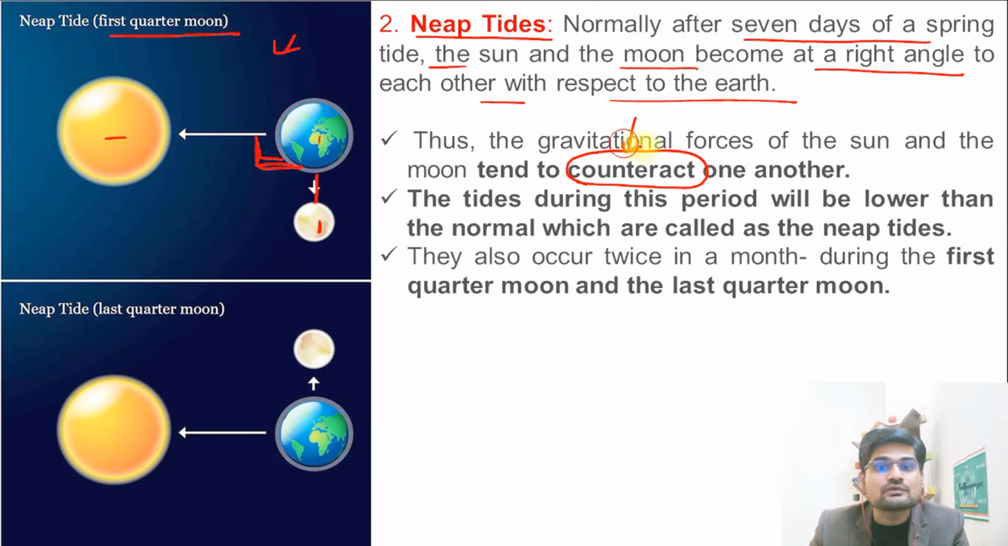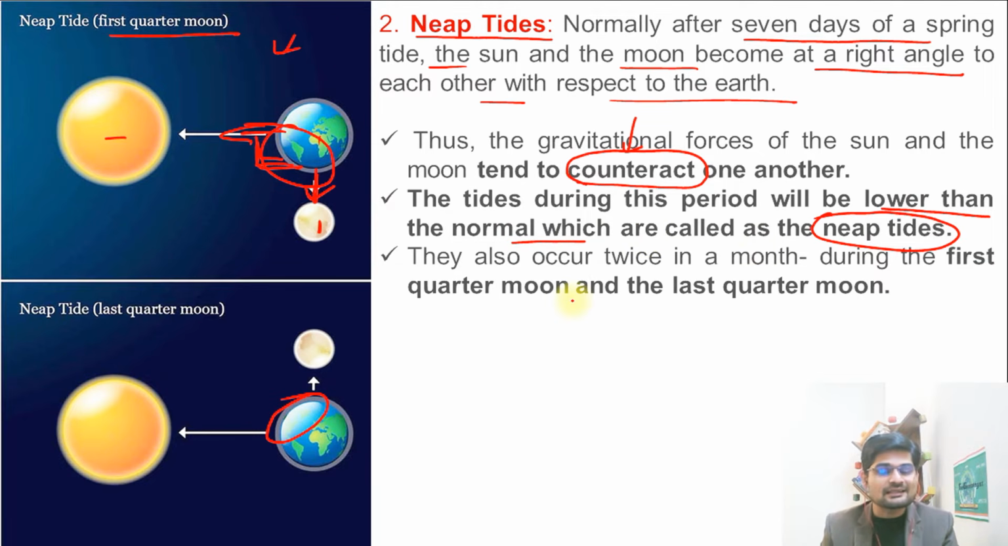This word is the keyword, counteracting. So it is pulling this way and it is pulling this way. So there is a counteraction happening here, right? And due to this counteraction, the tides are actually lower than normal because there is a division of energy, right? So tides during this period will be lower than normal, which are called Neap tides. That is important to remember. So spring tides, remember, are the higher than normal tides, and Neap tides are lower than normal tides.